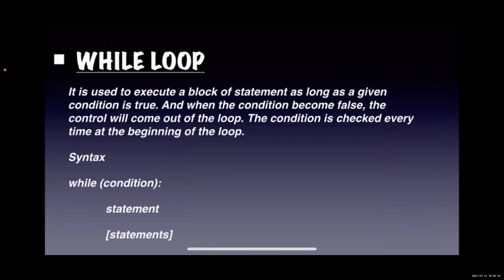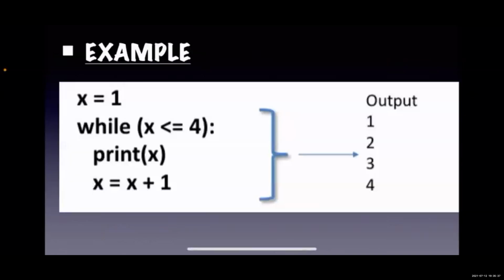The next is while loop. It is used to execute a block of statements as long as a given condition is true, and when the condition becomes false, the control will come out of the loop. The condition is checked every time at the beginning of the loop. The syntax is while condition, statements, and then the other statements. There's a short example for while loop. Here x is equal to 1, while x is less than or equal to 4, then print x, x equal to x plus 1. So here the output is 1, 2, 3, and 4.